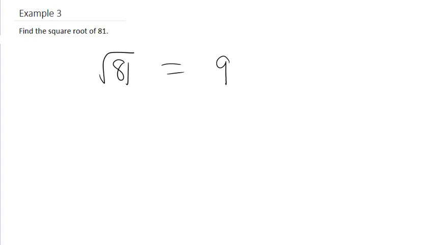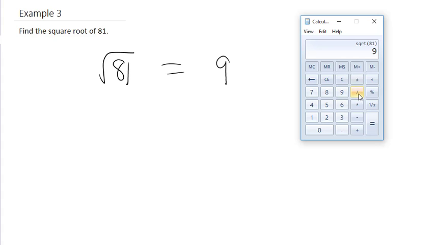Now, if you're not sure, you can always go ahead and go 9 times 9, which is equal to 81. Therefore, we know we did it right, because the number we're getting, if we were to square it, we'd get our original number.